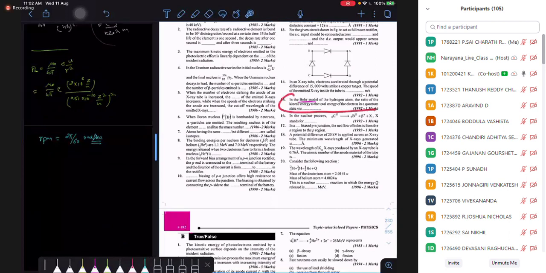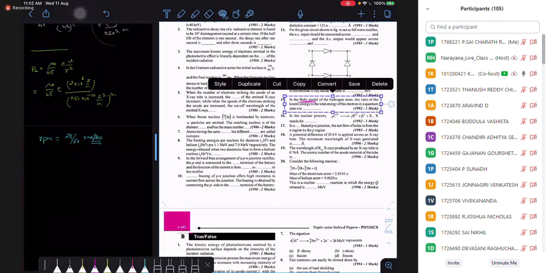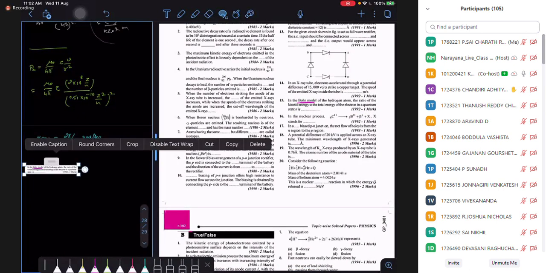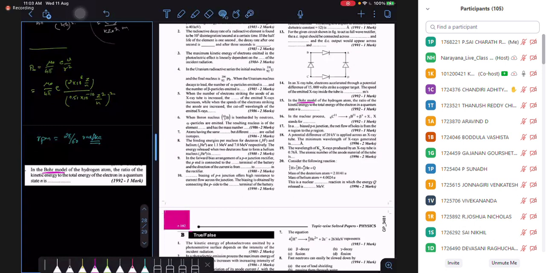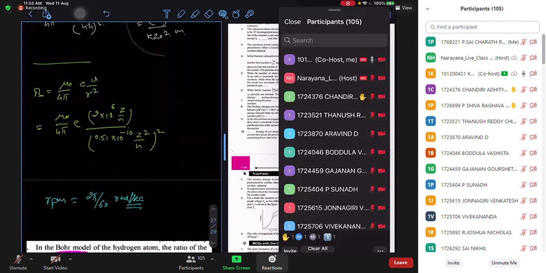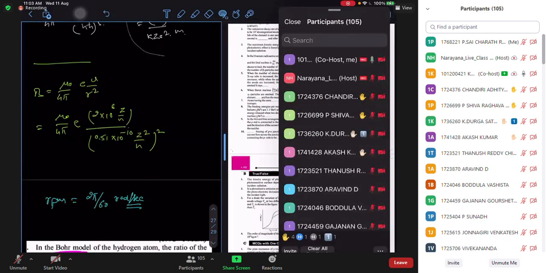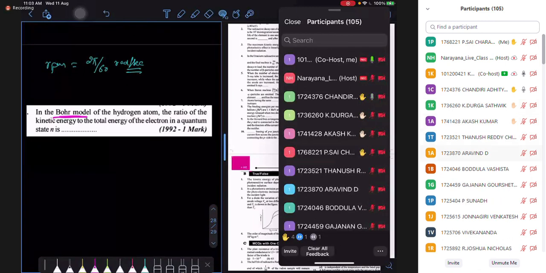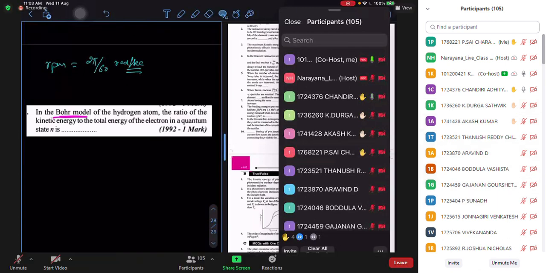In Bohr's model, the ratio of the kinetic energy to the total energy of the electron in the quantum state n. So simple. Who will give me the answer? The ratio of the kinetic energy to the total energy. Yes, Aditya. -1:1, sir. -1:1 here. Yes, you're right.